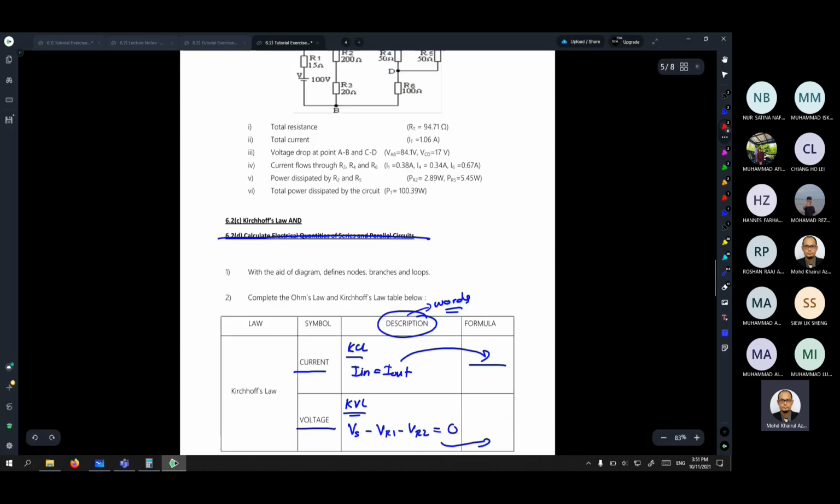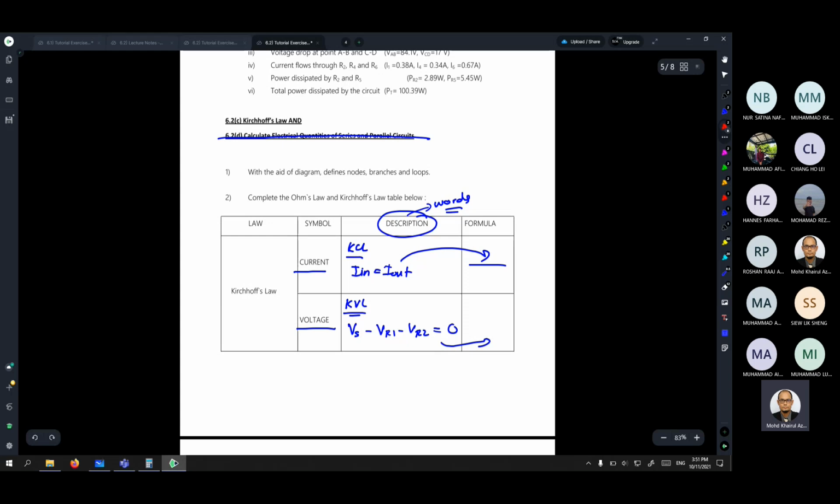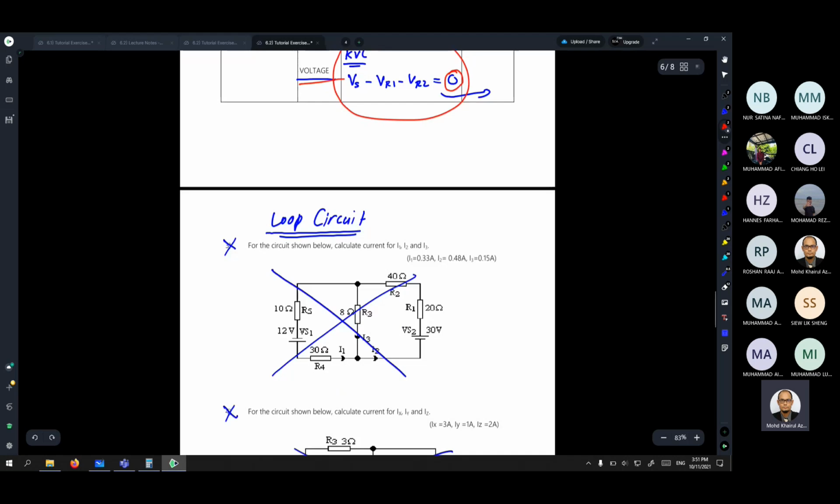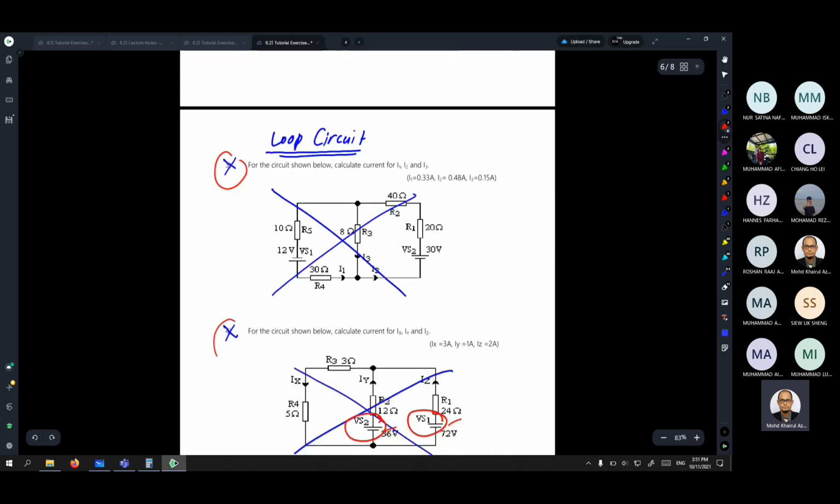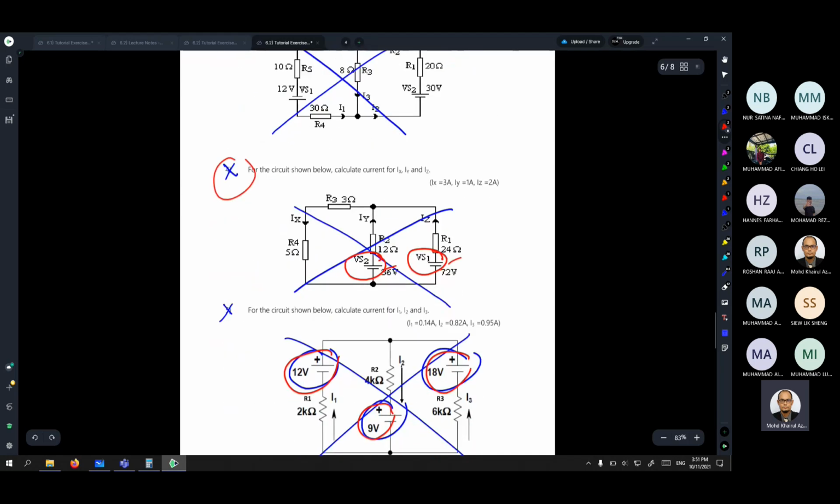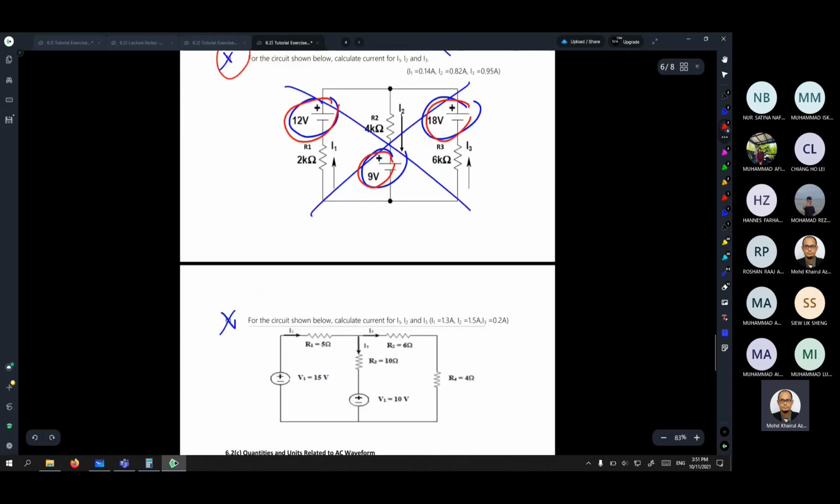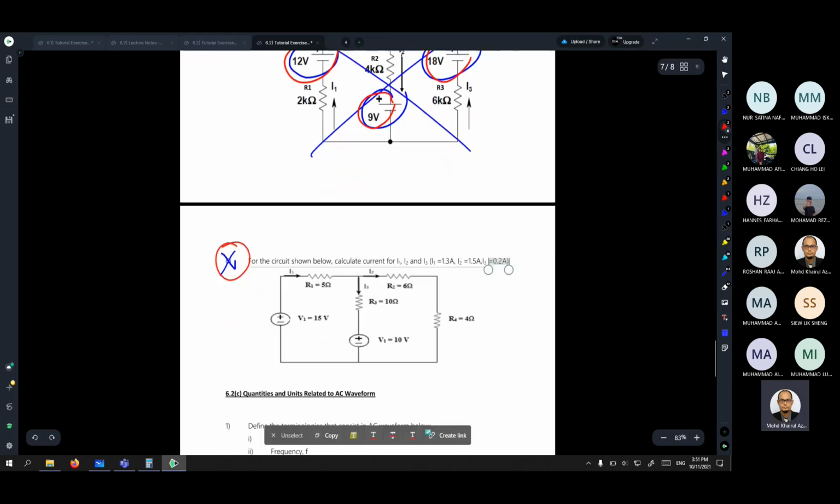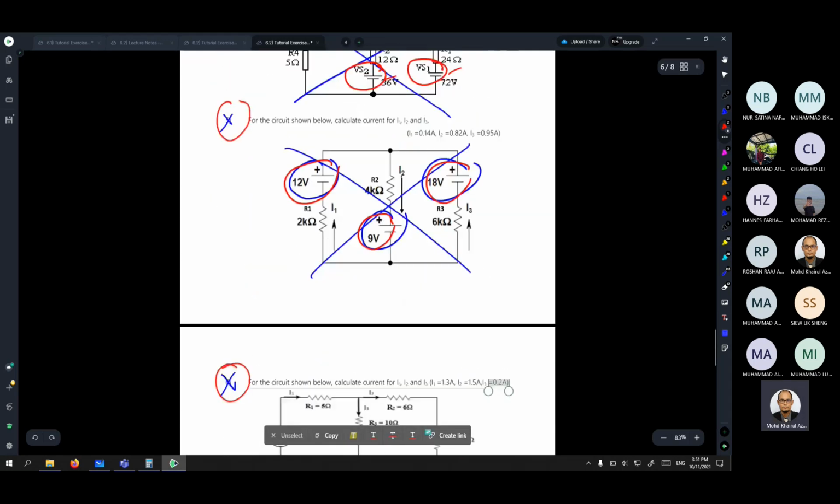Lepas tu, that's it. Kirchhoff ini pun you buat. Kirchhoff current law, Kirchhoff voltage law, ini sudah bagi dah. I in, I out, KVL, VS tolak VR1, VR2 or whatever VR. Eventually it will come to 0 lah, summation dia. And then loop circuit, yang ni loop circuit dia out of syllabus. You tak perlu jawab. Orang yang buat tutor ni dia terlupa nak buang benda ni. Forgot to omit this part.